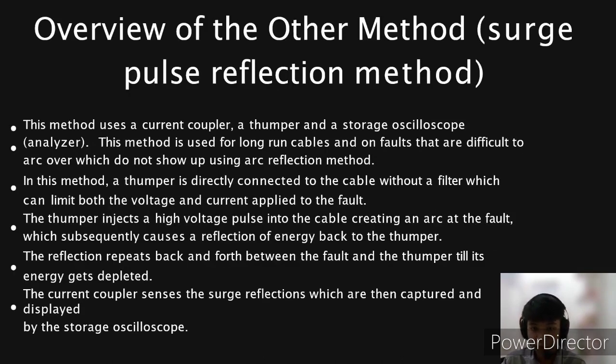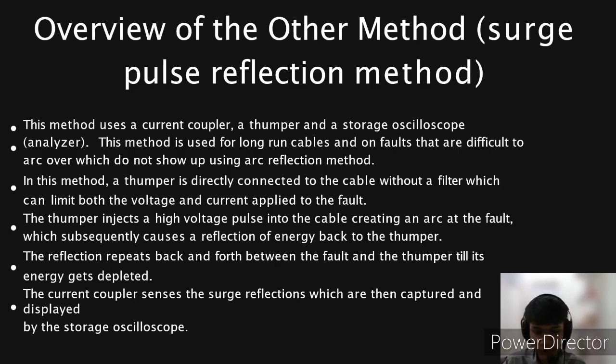Okay, for the next part, we have another method, which is the surge pulse reflection method. This method uses a current coupler, a thumper, and a storage oscilloscope. This method is used for a run cable and a fault that are difficult to arc over, which do not show up using the arc reflection method. In this method, a thumper is directly connected to the cable without a filter, which can limit both voltage and current applied to the fault.